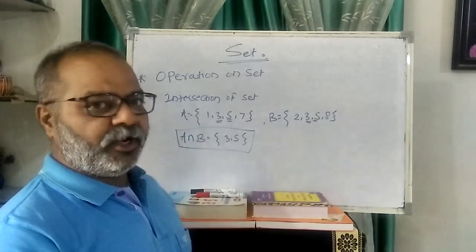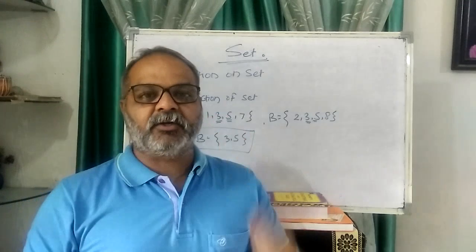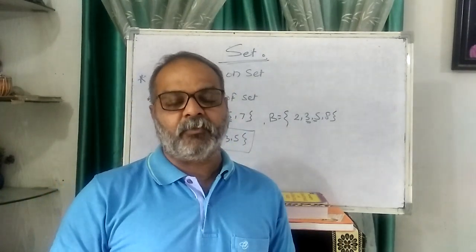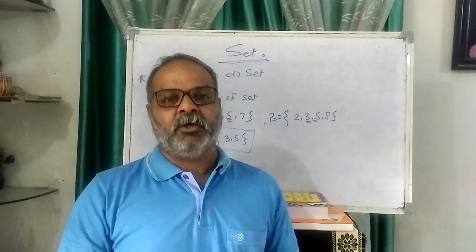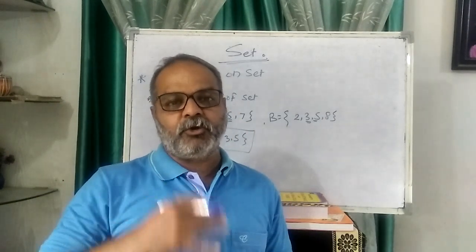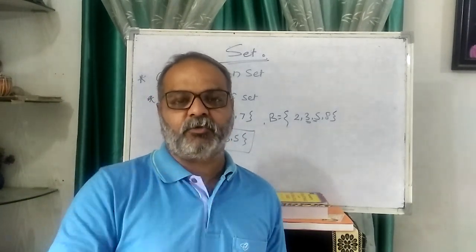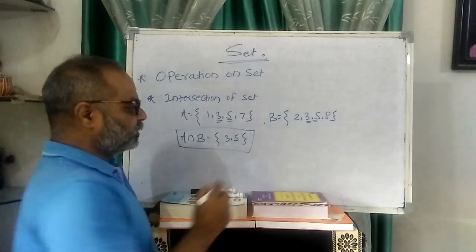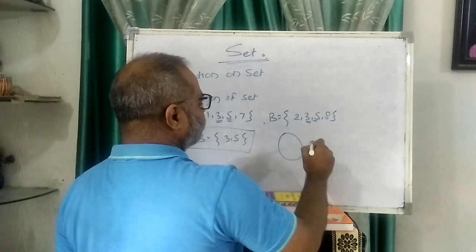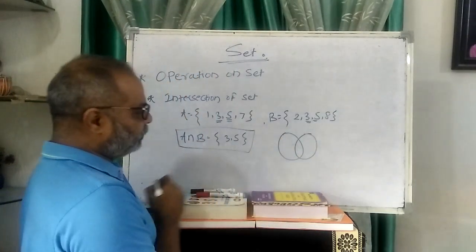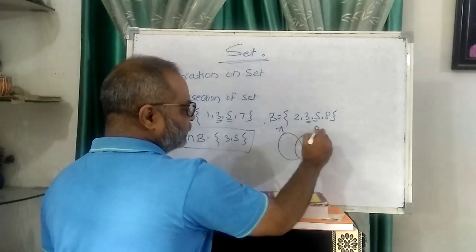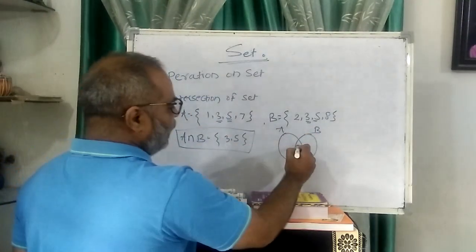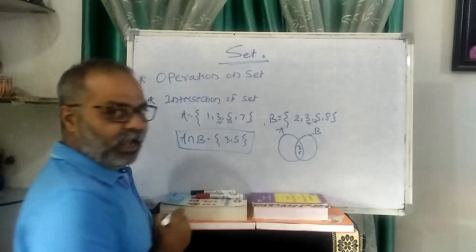Let's draw the Venn diagram. Yesterday I told you that the Venn diagram is a logical thinking process, and you can do every problem with a Venn diagram. I will draw the Venn diagram of A intersection B. This is my A, this is B. Which elements are present in A? 1, 3, 5, 7. 3 and 5 are common in A and B.